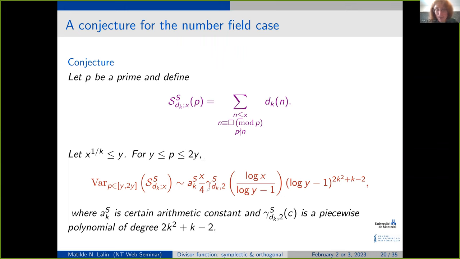Then some gamma, okay, so this gamma is going to be like the gamma that I had before, but now it's a symplectic gamma. So it's a piecewise polynomial function, and the degree is different, it's 2k squared plus k minus 2. And then evaluated at log X over log Y minus one, multiplied by log Y to the power 2k squared plus k minus 2. So now, okay, this is what we have.